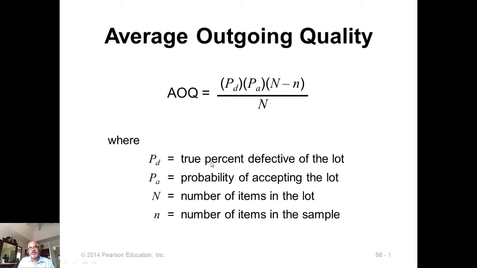P sub D is the percentage of defectives in the lot, and for that percentage of defectives in the lot, what is the corresponding probability of accepting the lot, P sub A? The uppercase N is the lot size coming in, and the lowercase n is the sample size of the sampling plan. We don't know what P sub D is going to be for a given lot. Therefore, like in the case of the OC curve, we have to make up values for P sub D ranging from 0 through say about 10%, compute the AOQ for each of those P sub D values, and then plot that. Okay, let's look at an example.